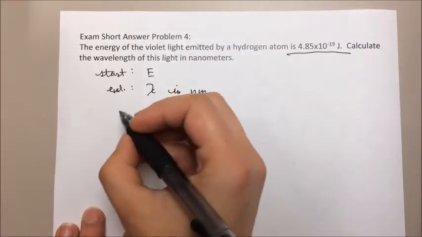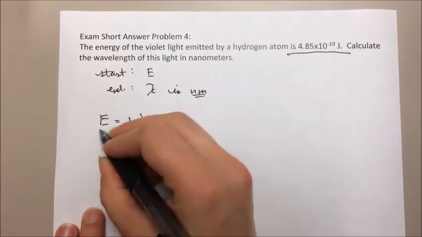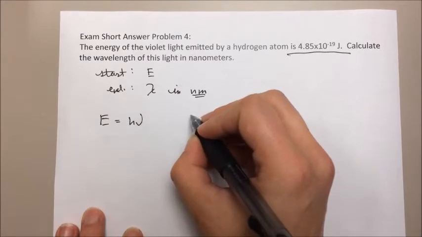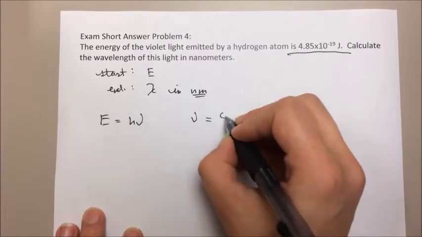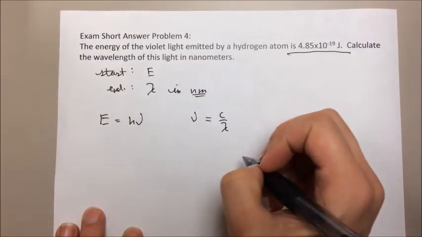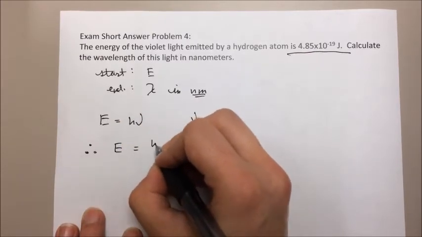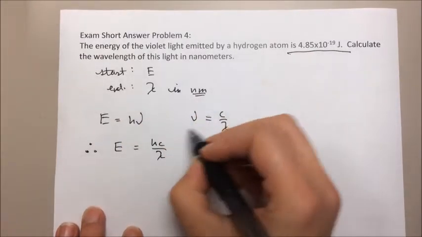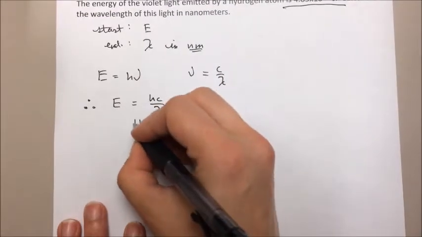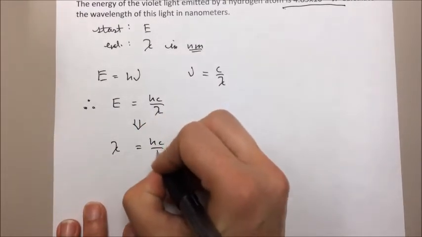You were given a few equations on your exam, including E equals h nu. So energy equals the Planck constant times the frequency of the light. We also know that frequency equals c over lambda, where c is the speed of light. We can algebraically combine these to say that E equals hc over lambda. We get that by just plugging in the c over lambda for nu, and we can rearrange that algebraically to get lambda, wavelength, all by itself, hc over E.